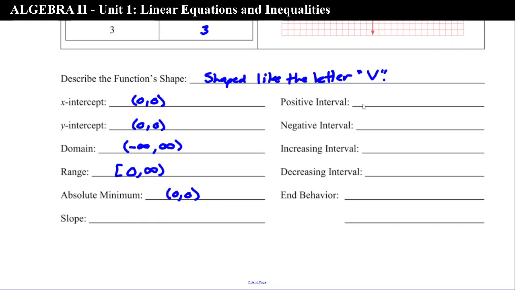Positive interval, well, it's positive everywhere except for one place. It's positive from negative infinity to 0, and then from 0 to infinity. Why is 0 not included? Well, the value for x equals 0 is y equals 0. So it's not positive or negative, because 0 is not positive or negative, so therefore we do not include 0 as part of the positive interval.